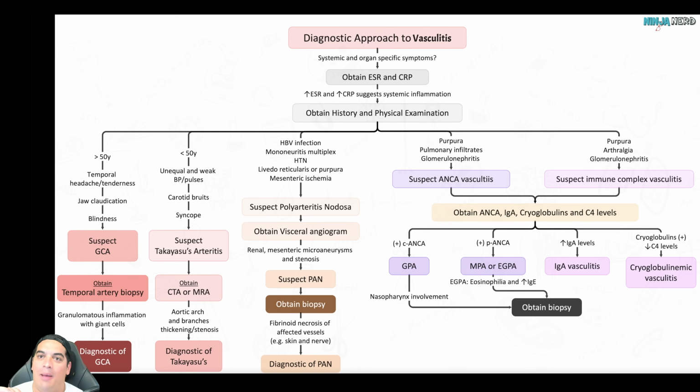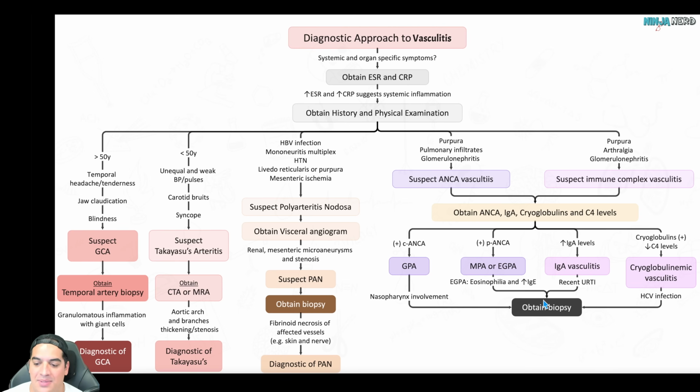If I had a patient with elevated eosinophils and IgE antibodies and asthma, I would think about EGPA. And if I have a patient who has no nasopharynx, no eosinophilia, IgE, or asthma involvement, I'm thinking MPA. But again, I can get a biopsy to really help me out here. IgA vasculitis, look for a recent upper respiratory tract infection in a young child. And cryoglobulinemic, what's the main infection? Hepatitis C virus infection. So these are cues to think about.